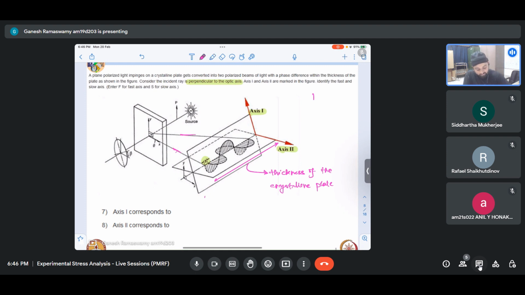Once we have a crystal or a crystalline solid, it will have an optic axis, which will ideally be the same at every point in the domain of the crystalline solid.